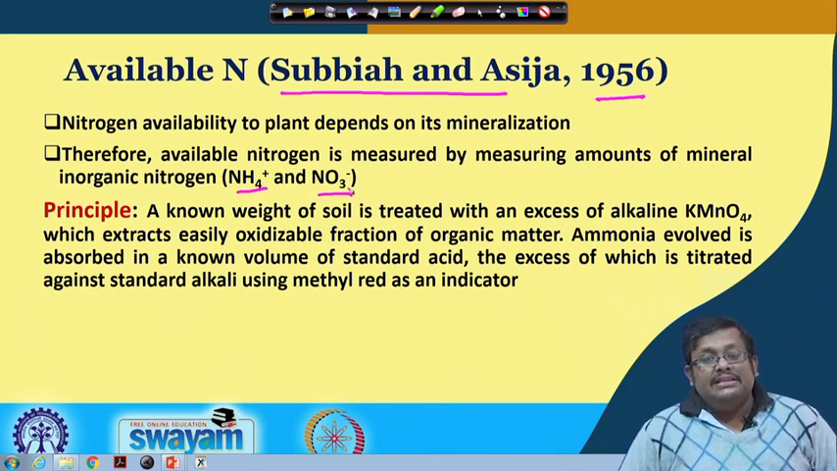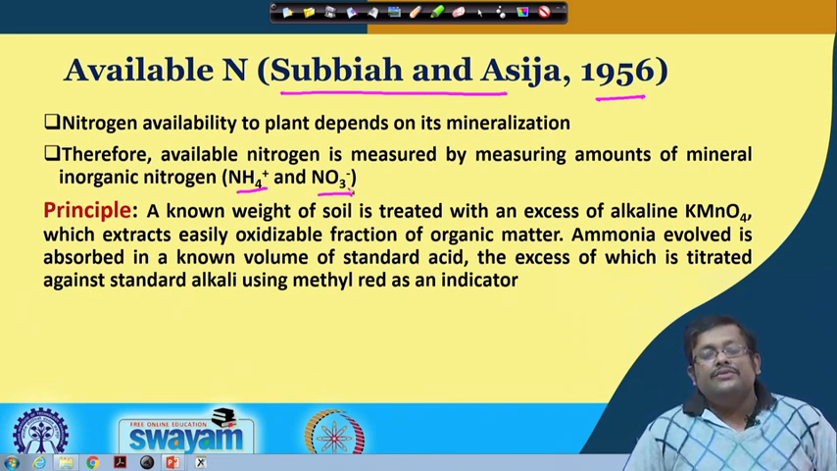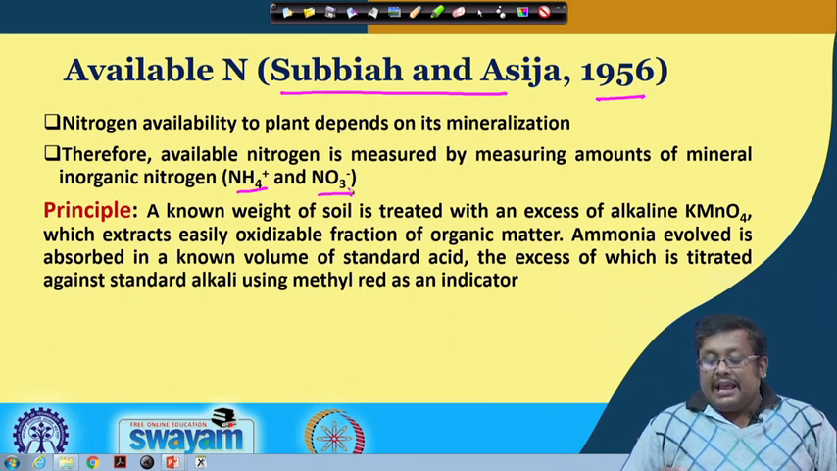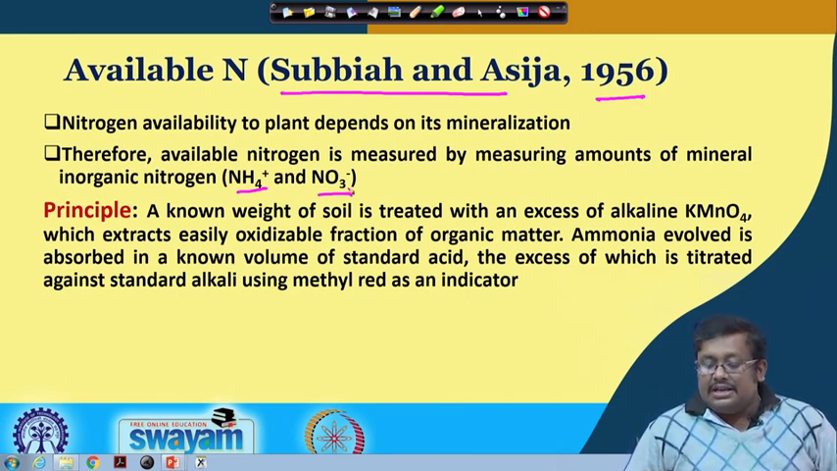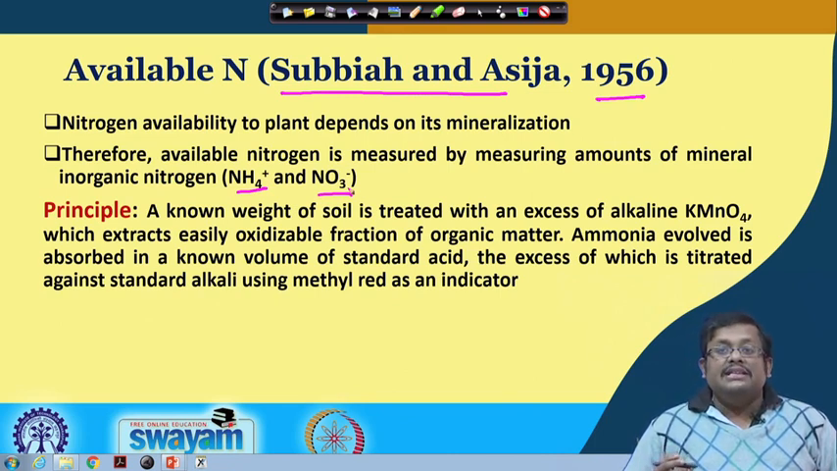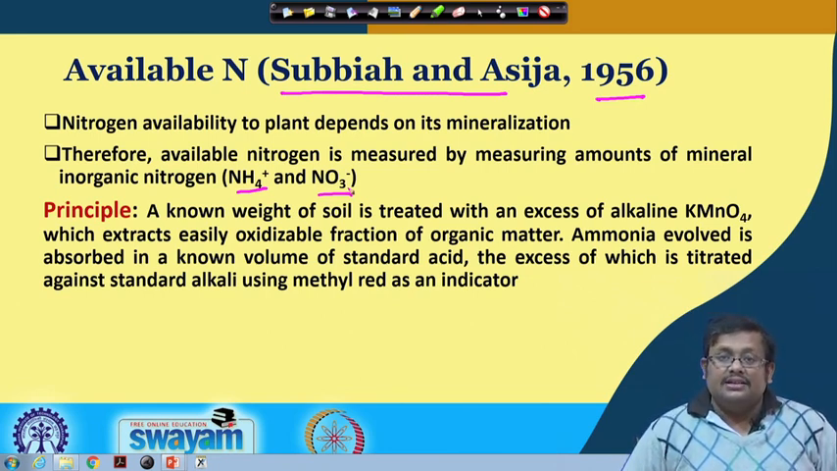And the principle is basically that a known weight of soil is treated with an excess amount of alkaline potassium permanganate, which extracts the easily oxidizable fraction of organic matter. As a result, ammonia is evolved, which is absorbed in a known volume of a standard acid, and the excess of that acid is titrated against a standard alkali using methyl red as an indicator. So this is the simple principle of this method.